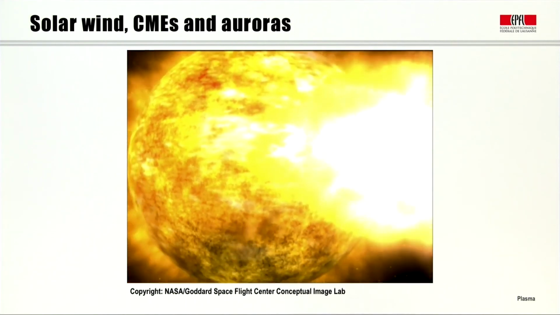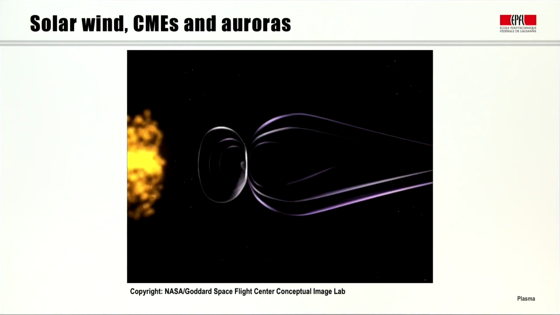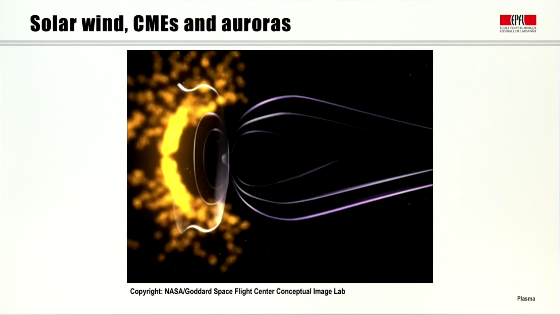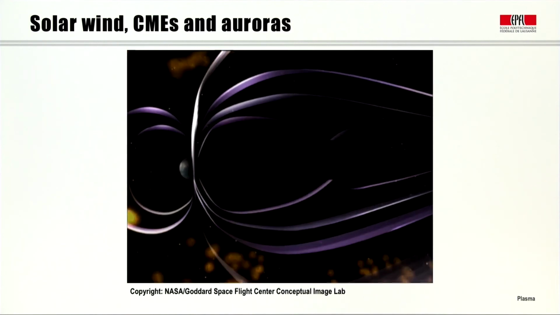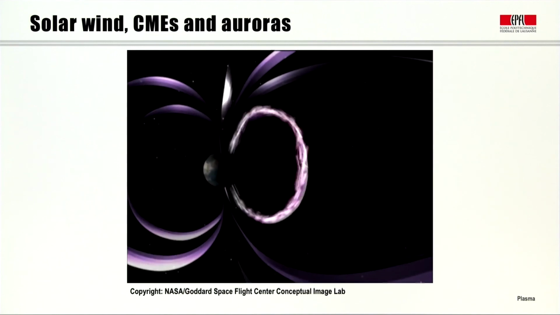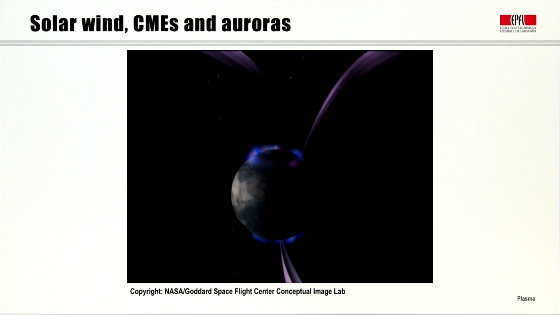By pushing together the magnetic field lines at the neutral sheet, reconnection can occur, and plasma and electrons can be accelerated and reach down to Earth, creating one of the most spectacular events on Earth, which is the aurora.